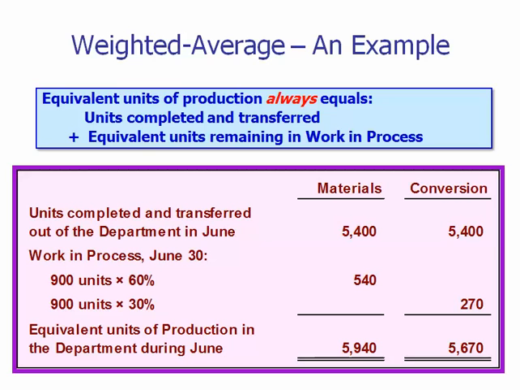Thus, our total equivalent units for direct materials are the 5,400 units transferred out, plus the 540 units left in ending work in process, for a total of 5,940 equivalent units. For conversion costs, we take the 5,400 units that were transferred out, plus the 270 equivalent units in ending work in process, for a total of 5,670 equivalent units. Our equivalent units of production will always equal the units completed and transferred out, plus the equivalent units remaining in ending work in process.